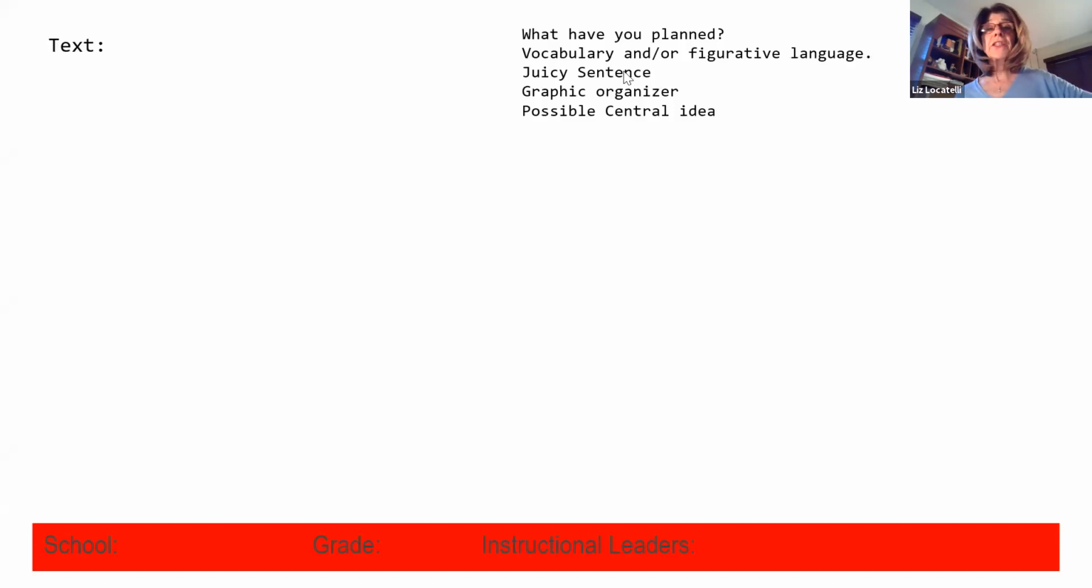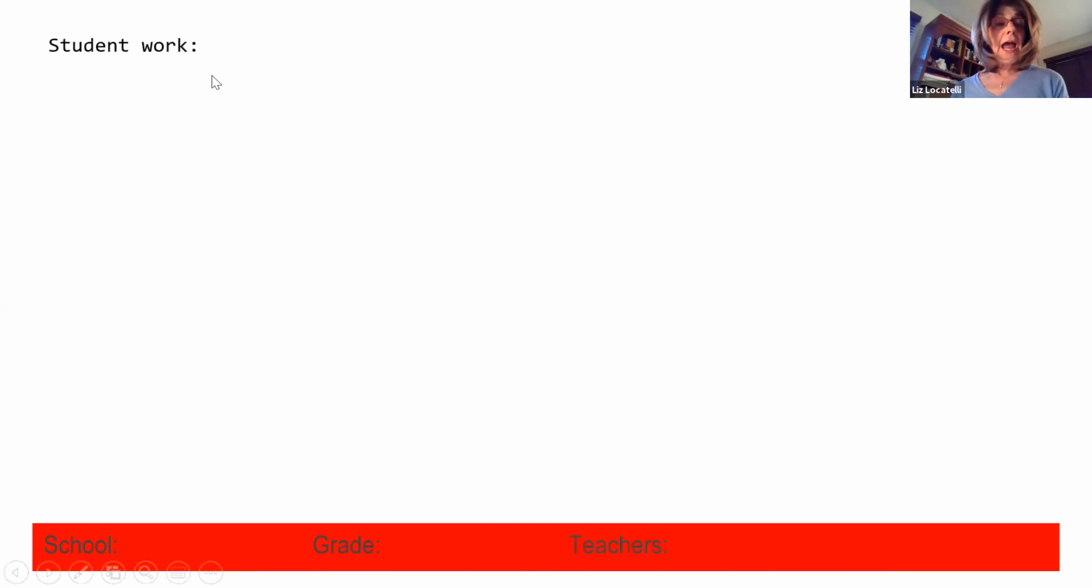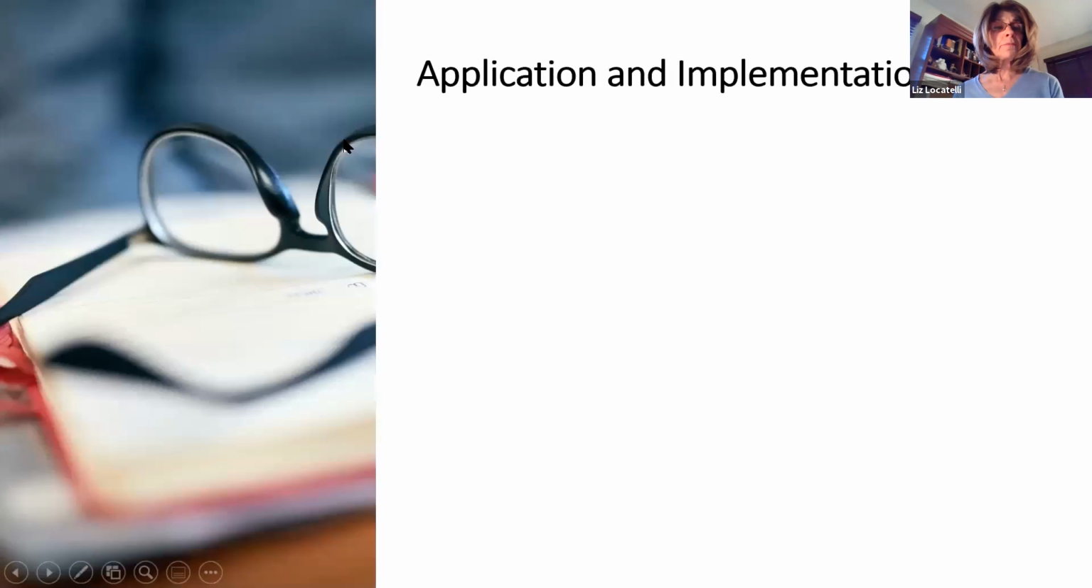Now, this is what the slides look like. I just wanted you to see. So at the bottom, you tell us your school, your grade, and who are the leaders you're working with. Give me a piece of the text. Tell me what you're thinking of doing. Or just send me whatever. And for the teachers, give me your sample of student work so that we can analyze it and see what is working and what we need to do next.